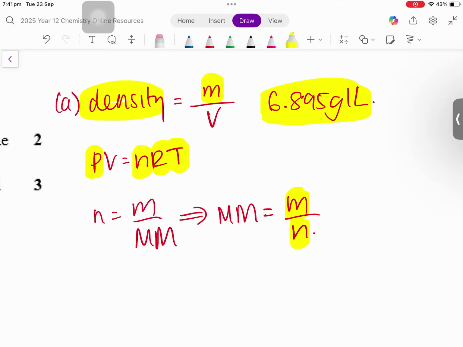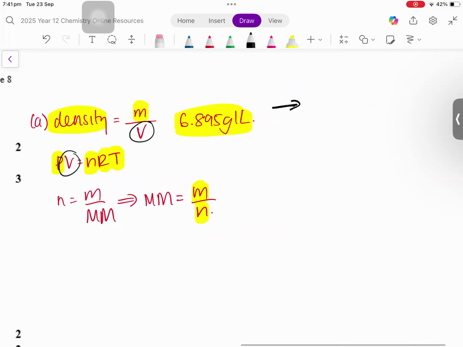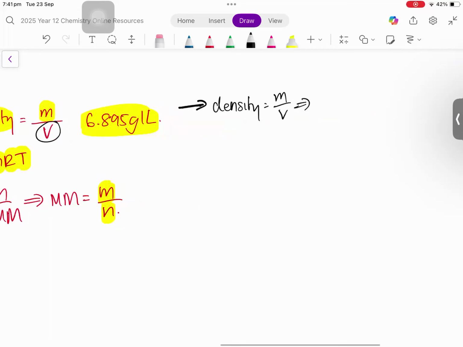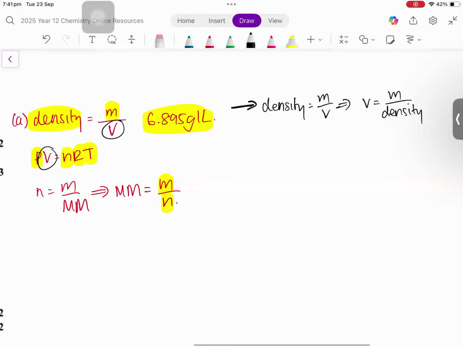The only variable that I don't have a number for that can be subbed out is volume. So guys, I'm going to rearrange this equation. Density is mass on volume. So therefore, volume is equal to mass on density. I figure out what to keep in or sub out based on what numbers I do or don't have. I'm going to get rid of my volume because I don't have a number for it. I can't sub in anything for it anyway.